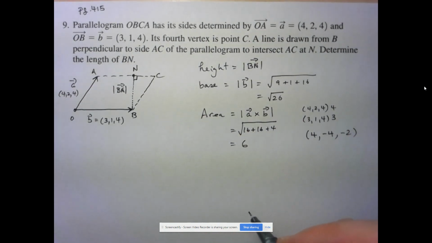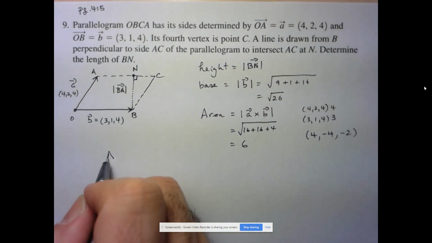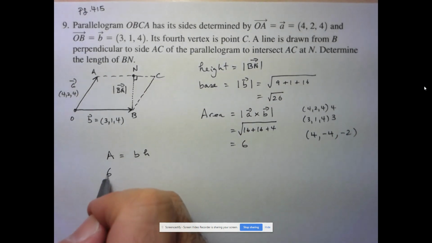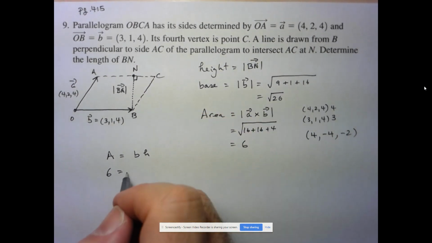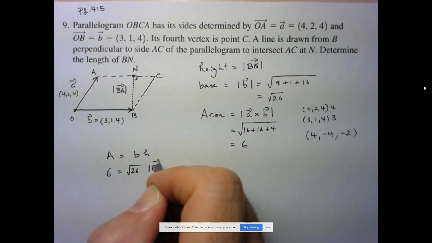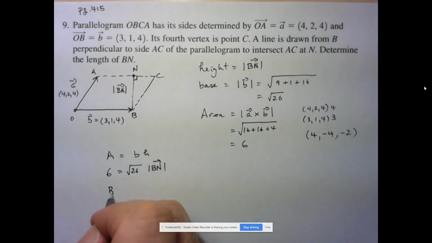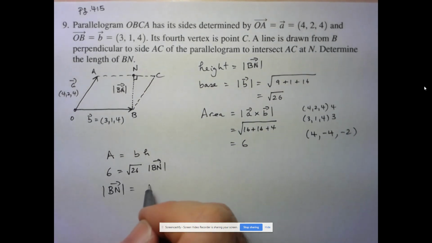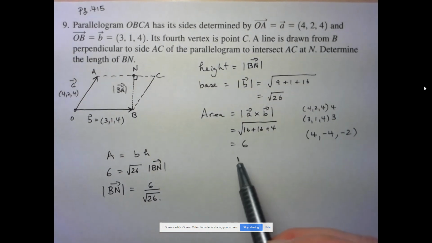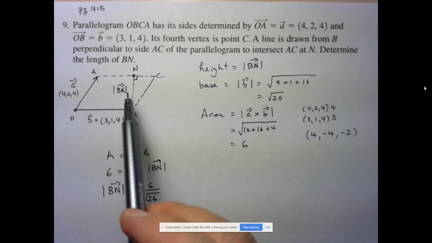All right, so now I'm just going to use the formula. Area is equal to base times height. Our area we already determined was 6. Our base we determined here was root 26. And the height, of course, is just represented by that length that we're looking for. So the length of BN, which is the same as the magnitude of the vector BN, is equal to 6 over square root of 26. Okay, and I think this is a little easier, a little quicker, even writing out all the steps really explicitly, than our original, more geometric approach.